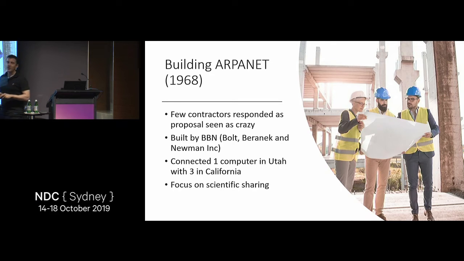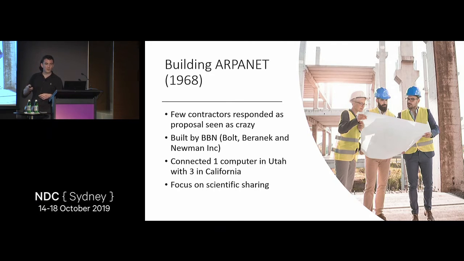So they put out this proposal to some of the contractors of the day, but it's seen as crazy. Like, no one's done this stuff and built this large-scale network before. So people aren't so keen on potentially building this. But it will eventually be built by an organization called BBN, or Bolt, Beranek and Newman. And they set about connecting one computer in Utah with three over in California. Now, they want to do this because it's all about sharing of scientific information.